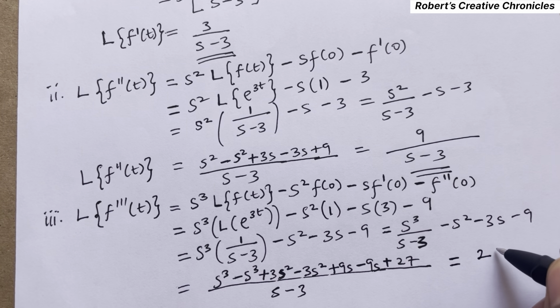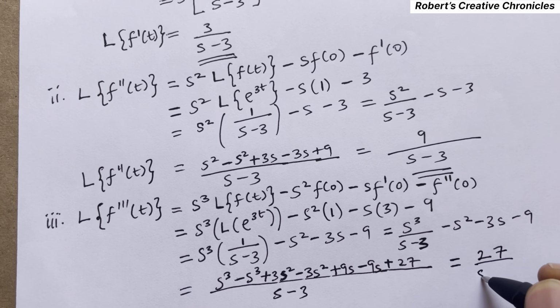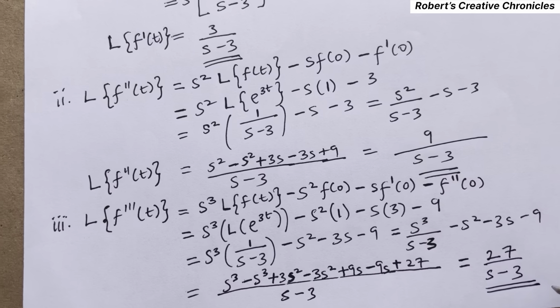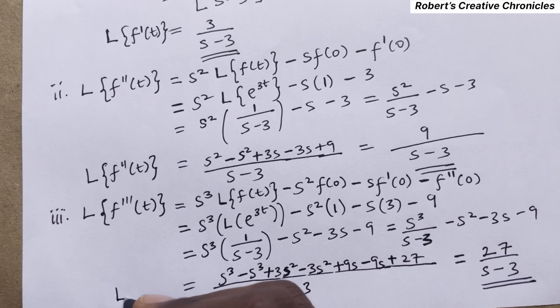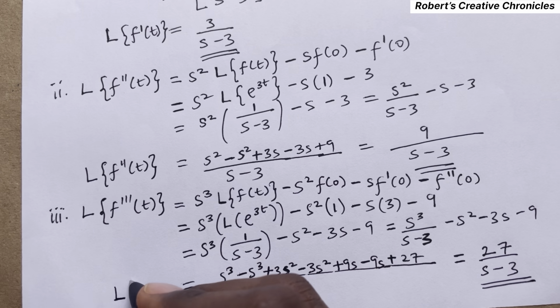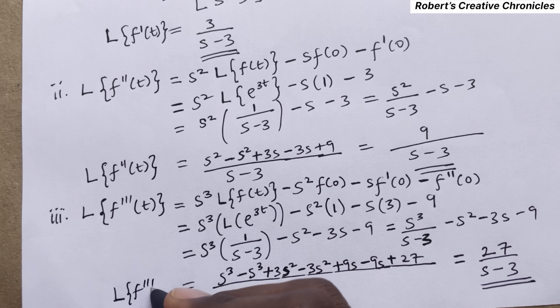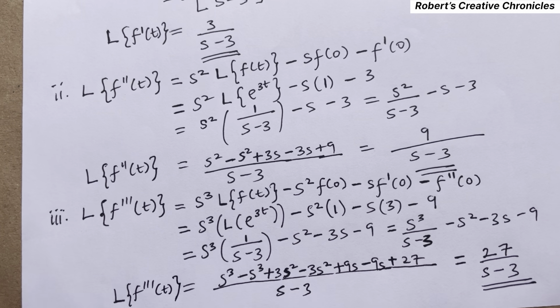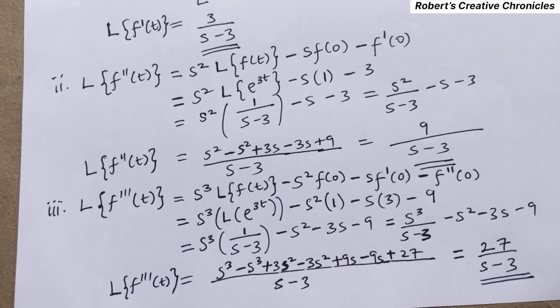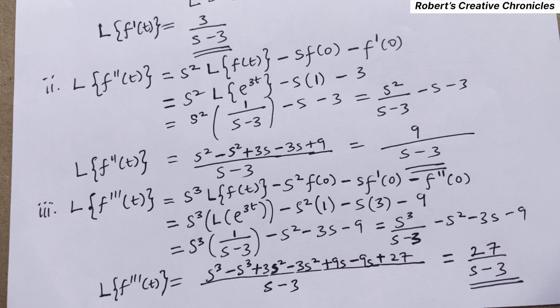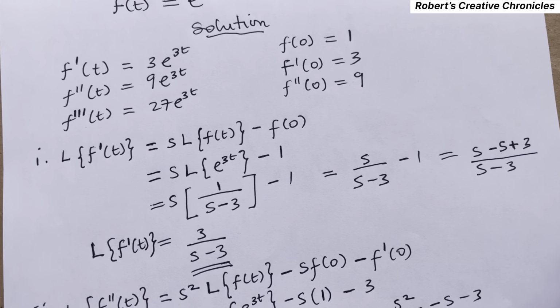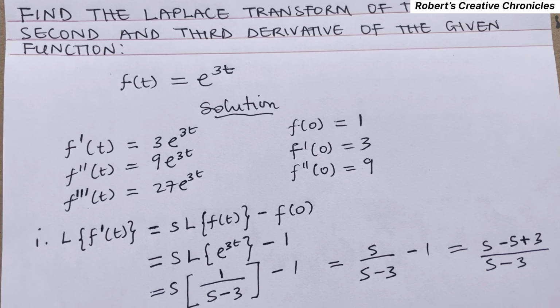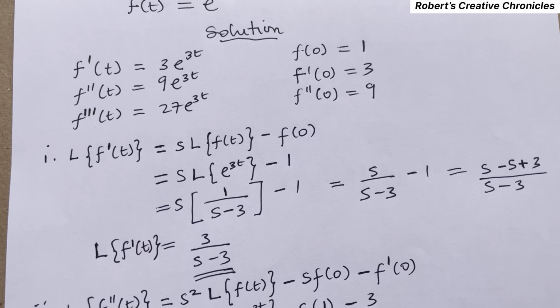So our guess was right. 27 over s minus 3. So this is the Laplace transform of the third derivative. So we have successfully found the Laplace transform of the first, second, and third derivative of this function exponential 3t.